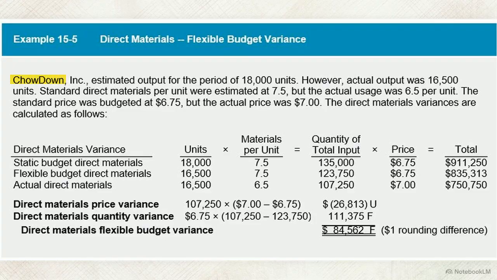This is real-world data for Chowdown Incorporated. The bottom line shows a direct materials flexible budget variance of $84,562, marked as favorable. Management often concludes that both purchasing and production are functioning exactly as planned.